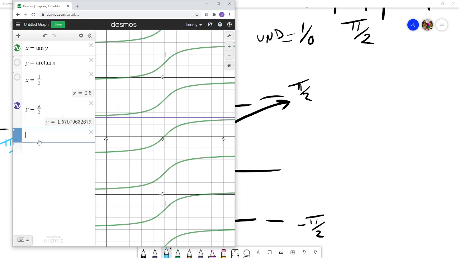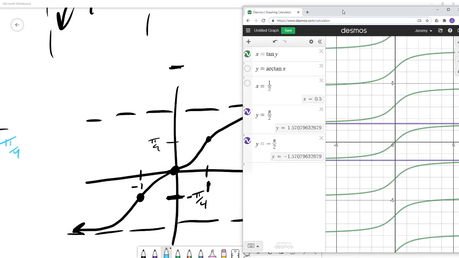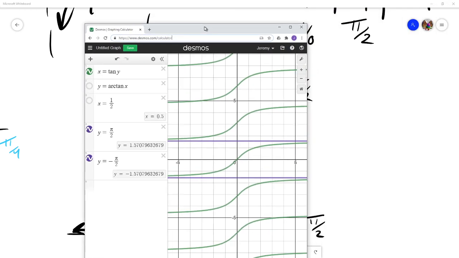There we go. And y equals negative pi over 2. Oh, perfect. That looks nice. So, this portion here between our two purple lines, that is our arctangent and our two asymptotes.